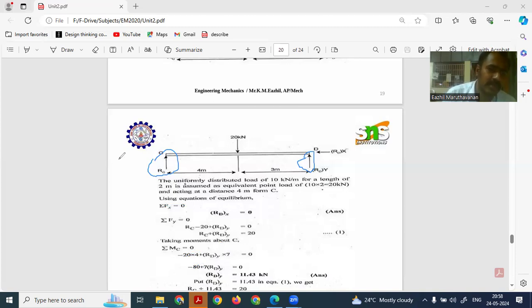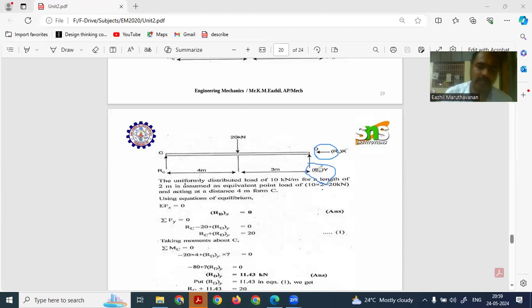Then we have to identify the moment for this equation. Let it be moment about C. When we find the moment about C, this 20 kilonewton is in the clockwise direction, so we have to consider it as minus. So minus 20 into 4. Here the horizontal force acts along the axis line, so we need not consider this force because the perpendicular distance is 0.